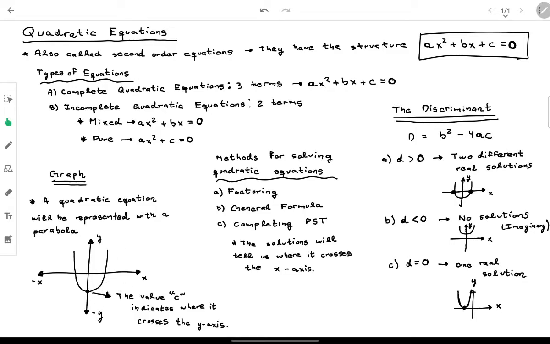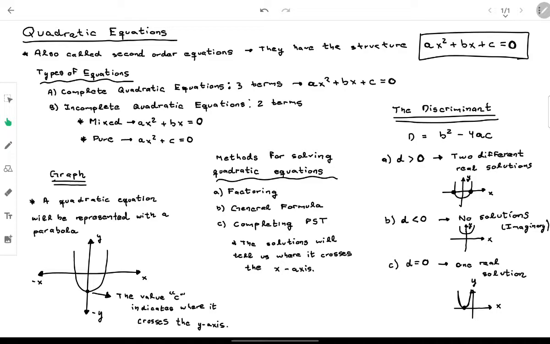We have three different methods for solving quadratic equations. We will see all of them in different videos. We will talk about how to solve a quadratic equation by factoring. We will talk about how to solve quadratic equations by the general formula of quadratic equations. And we will also talk a little bit about how to solve a quadratic equation by completing the perfect square trinomial.